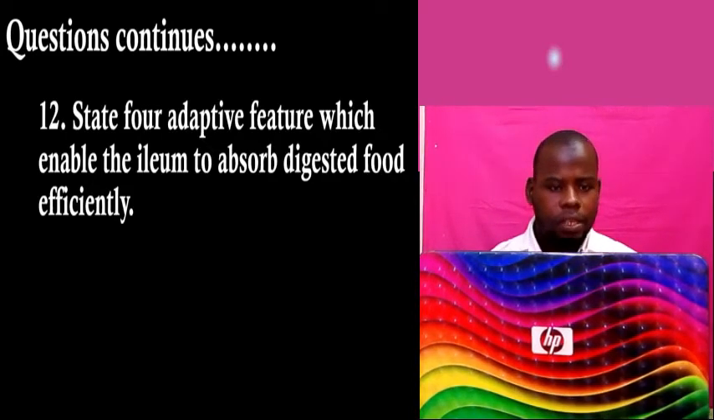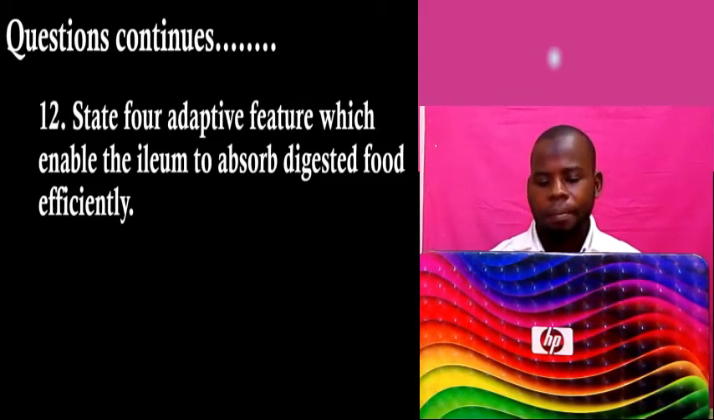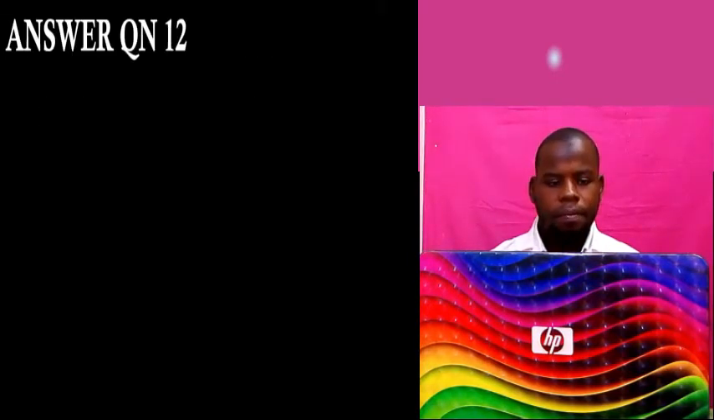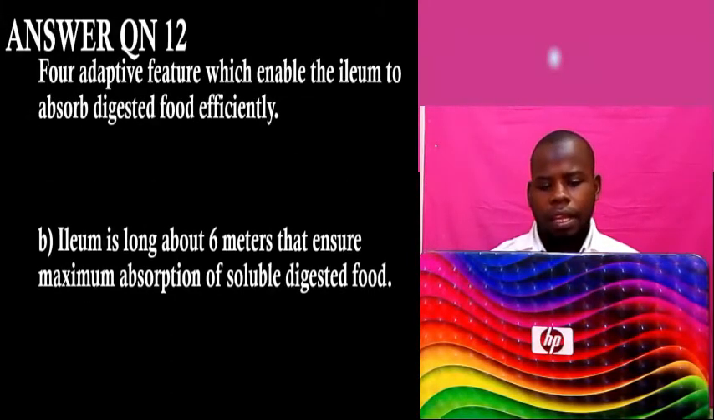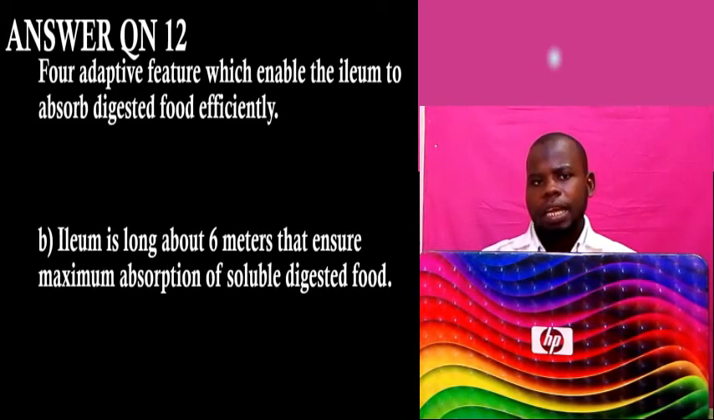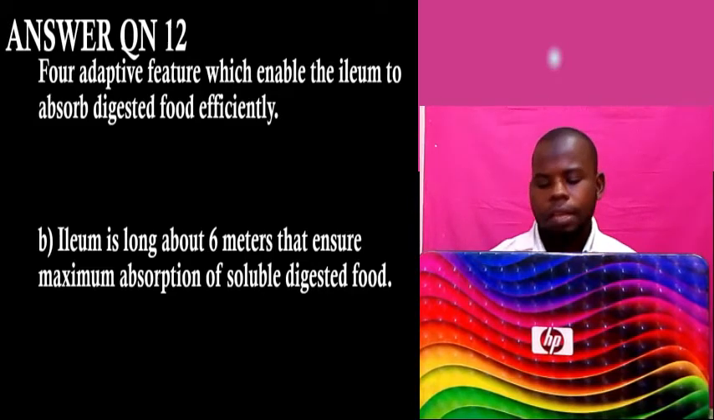So let's proceed with the answer to this question. What are the adaptive features of the ileum to absorb digested food? The first: the ileum is long, about 6 meters, which ensures maximum absorption of soluble digested food. That is the first adaptive feature. Adaptive features will show the part and its function.